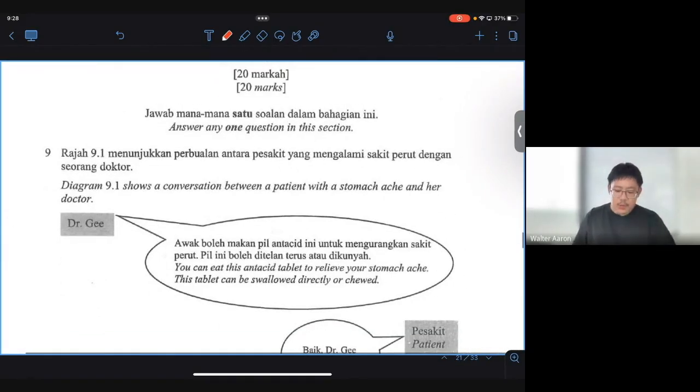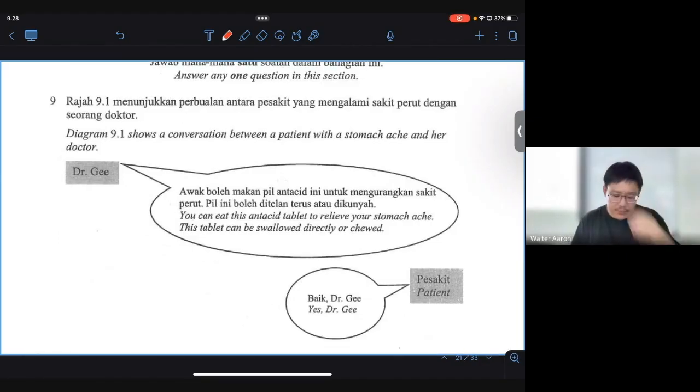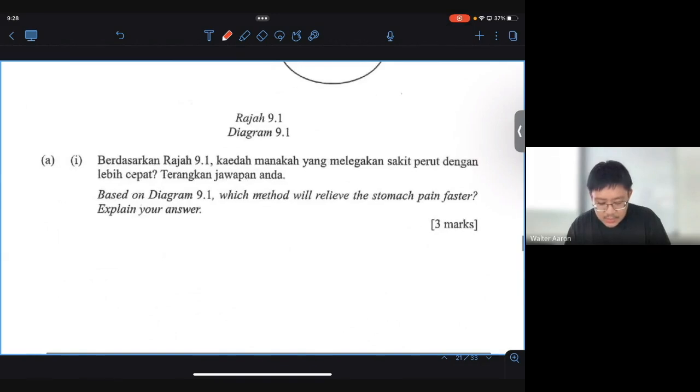So section B. Answer 1 question in this section, but let's discuss all. Diagram 9.1 shows a conversation between a patient with a stomach ache and a doctor. So we have Dr. Gee: You can eat this antacid tablet to relieve your stomach ache. This tablet can be swallowed directly or chewed. Then the patient says, yes, Dr. Gee. What a good patient.